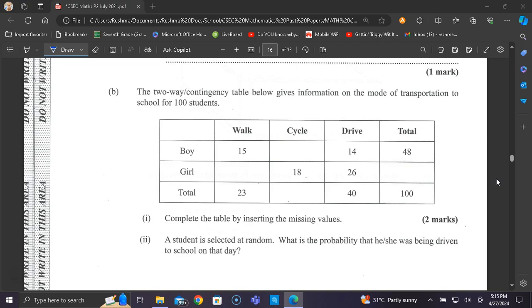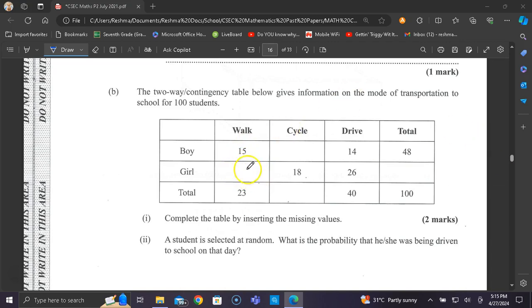We have a two-way contingency table which gives information on the mode of transportation to school for 100 students. We have boys, girls, the number of students who walk, cycle, and drive, and total. For part 1, we have to complete the table by inserting the missing values for 2 marks.